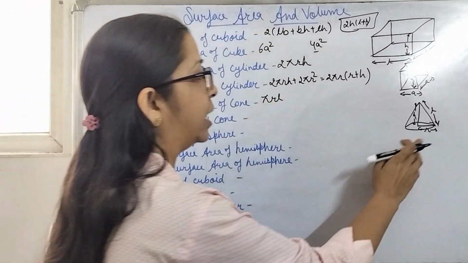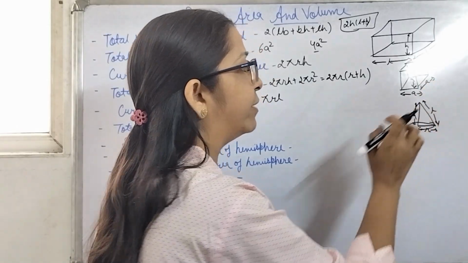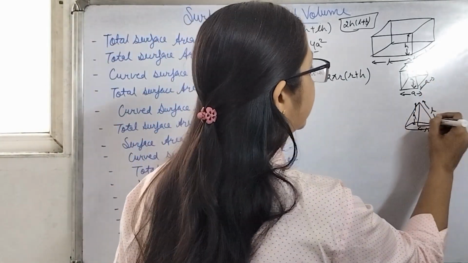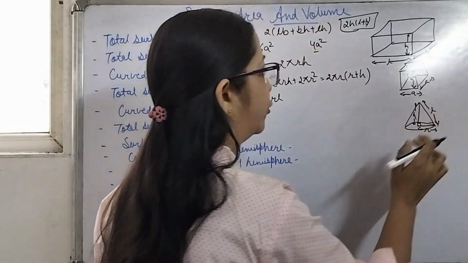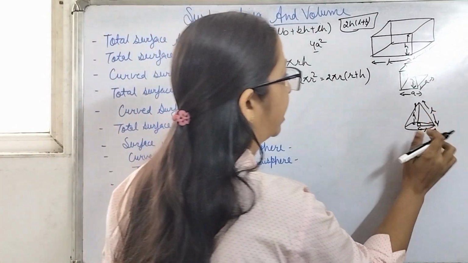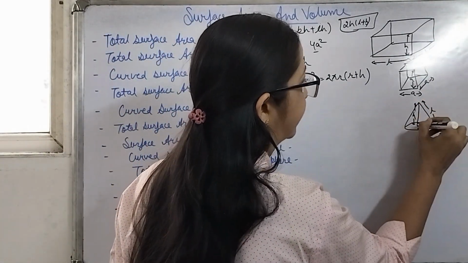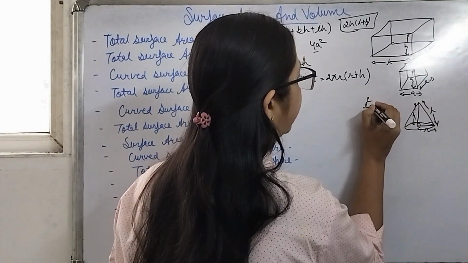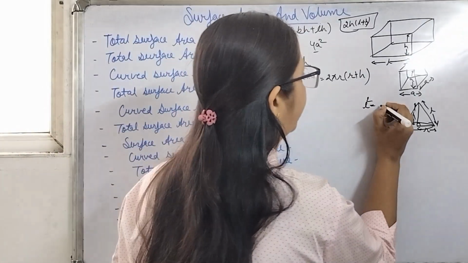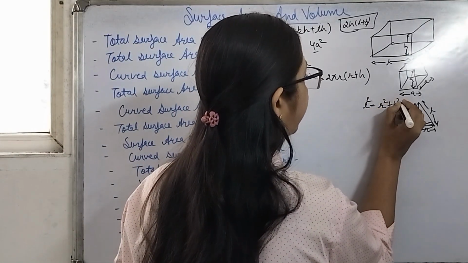If we know r and the value of h, by Pythagoras theorem we can find the value of L. How can we find it? It is a right angle triangle. So in a right angle triangle, hypotenuse square will be base square plus perpendicular square.